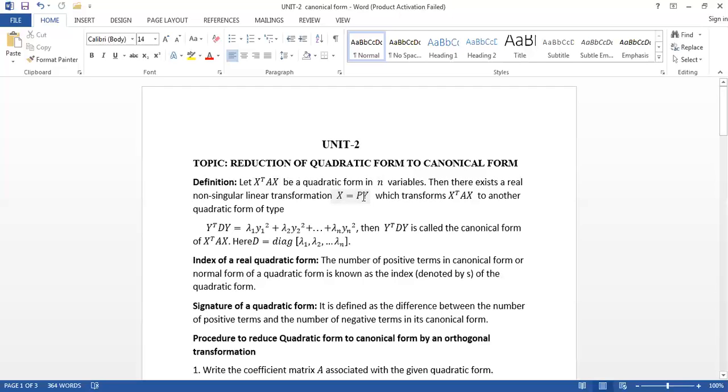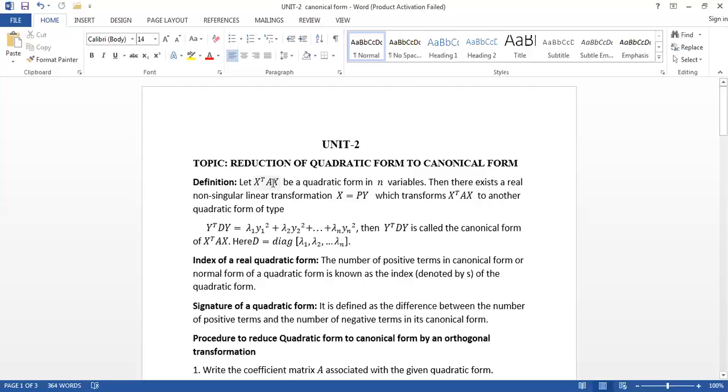So substitute this x equals Py in the given quadratic form. So x equals Py means what we will get? X transpose Ax becomes (Py) whole transpose A into Py. So finally we will get y transpose P transpose AP of y. So here P transpose AP is also a symmetric matrix. That means y transpose of P transpose AP of y is a quadratic form. If that quadratic form is a sum of squares, then it is the canonical form.